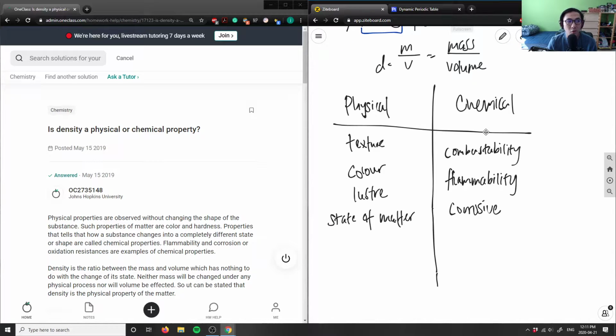Or if I rephrase this question, does weight actually have anything to do with a physical or a chemical property? In this case, no, because weight can change, right? I can change the weight of water or change the weight of, for example, my water bottle here. I can buy a smaller water bottle or something like that. But can I change the texture or the color or the luster or the state of matter in this case?